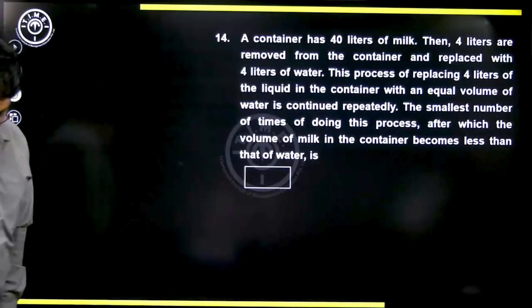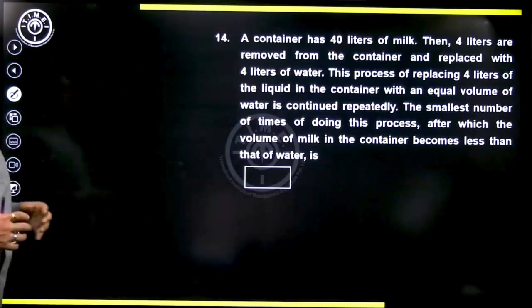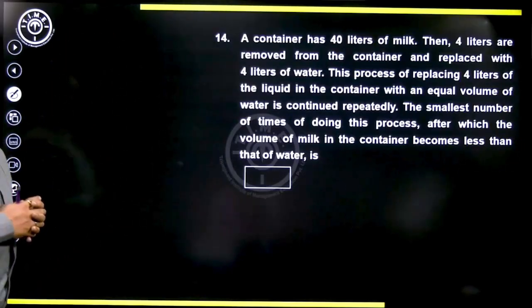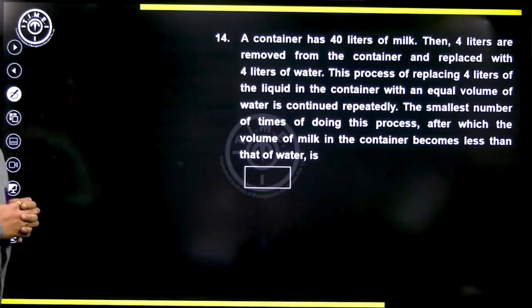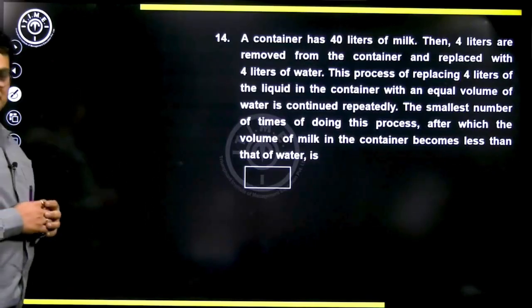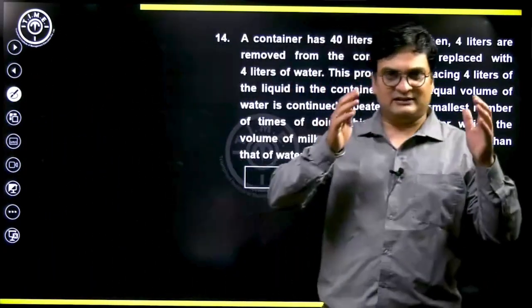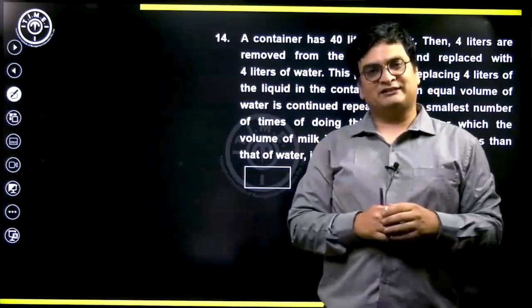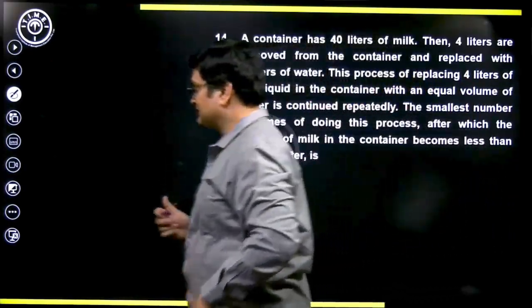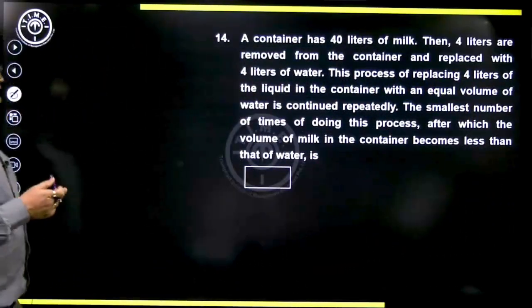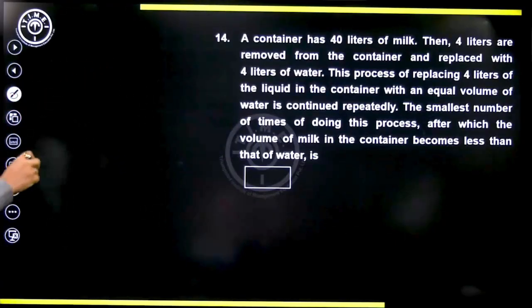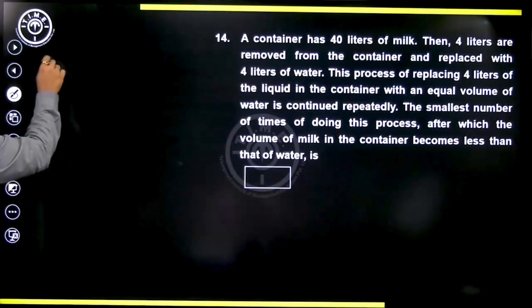Next, 14th one. A container has 40 liters of milk, then 4 liters are removed from the container and replaced with 4 liters of water. So here we are replacing the contents of the vessel with water. Whenever that happens, there is something that always holds true. Whenever such kind of replacement happens, we can write the following equation.